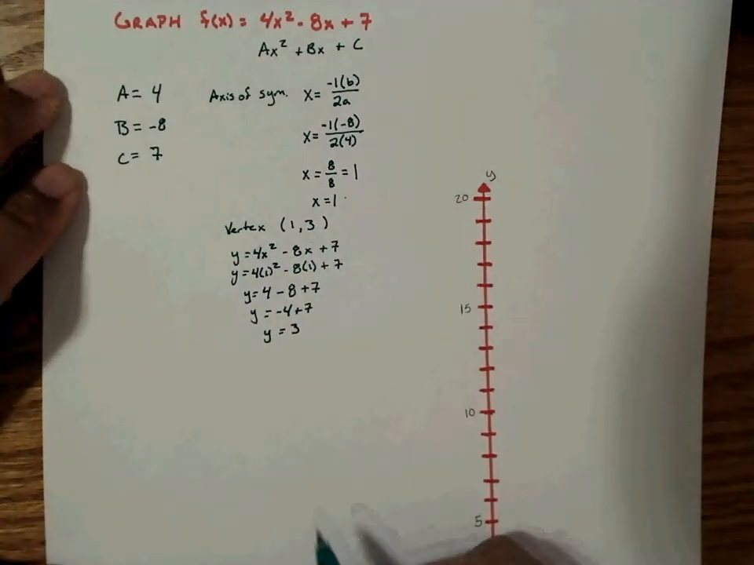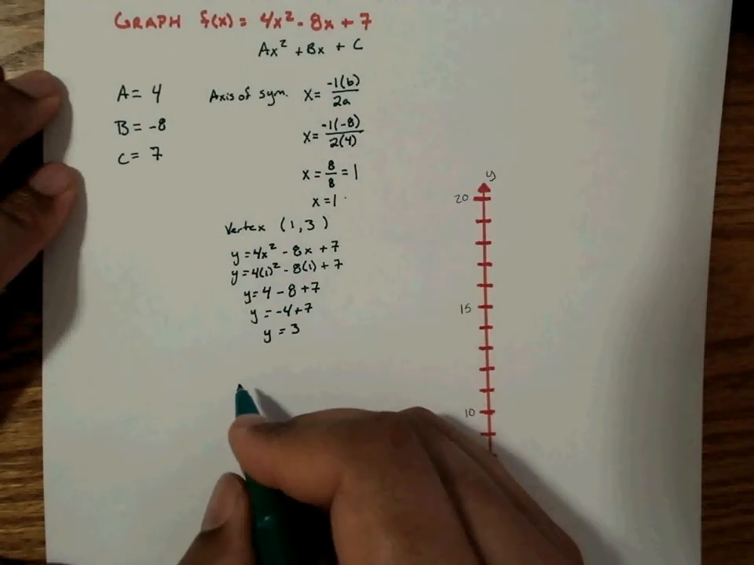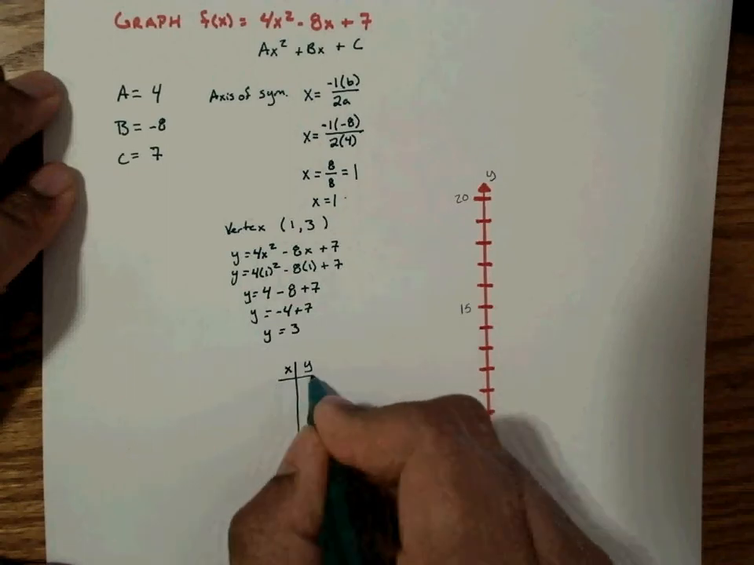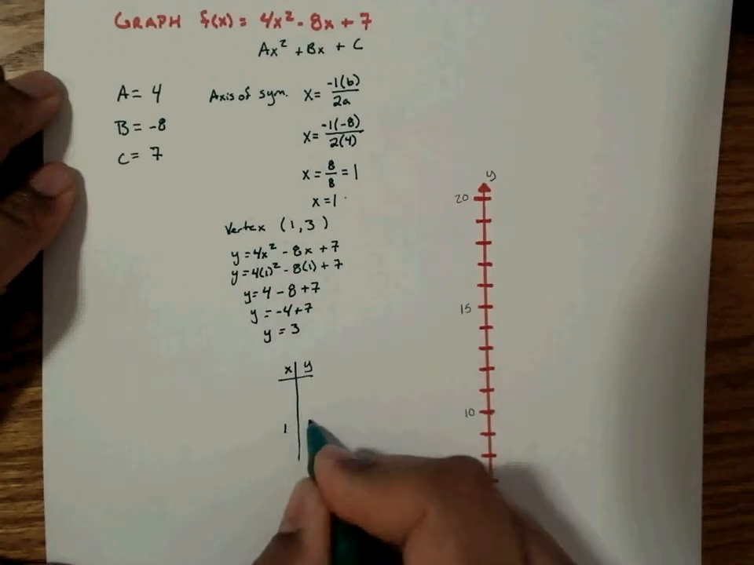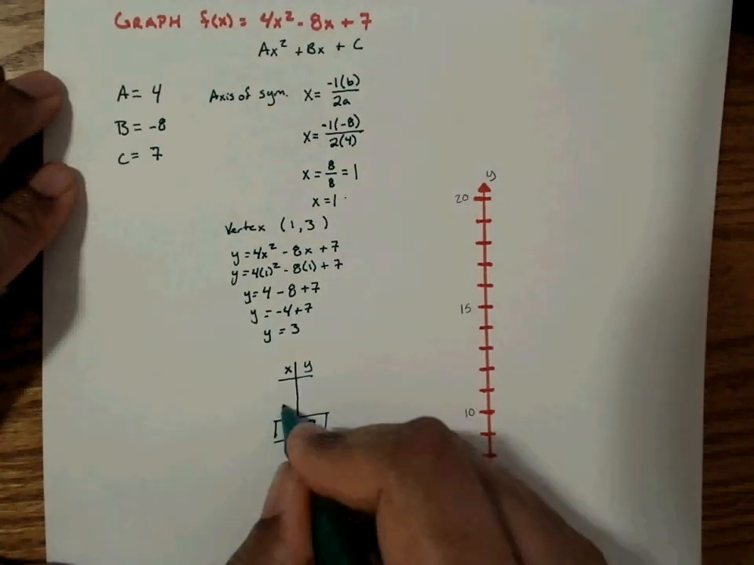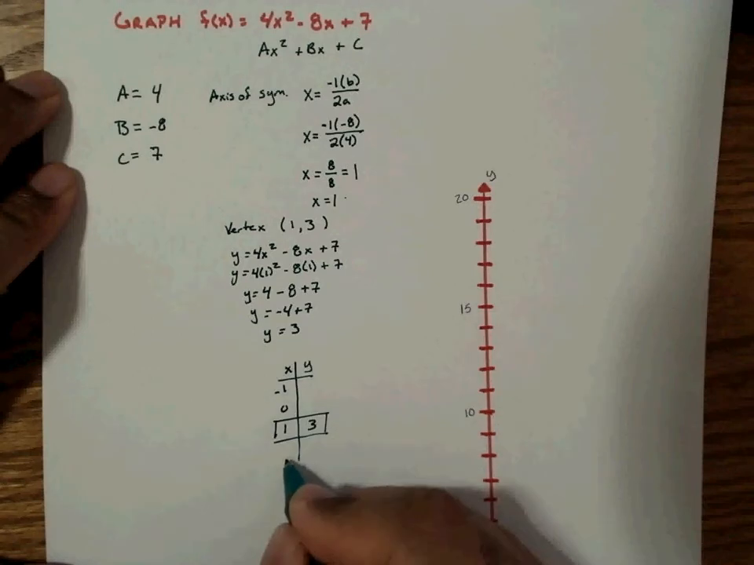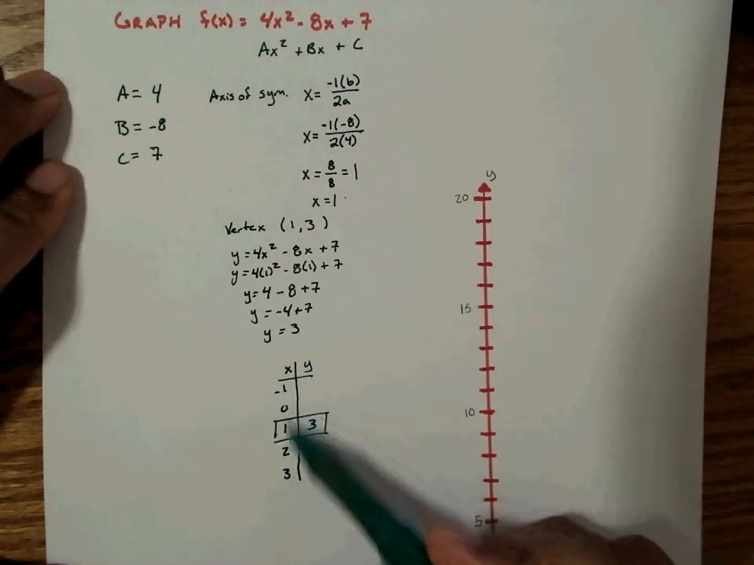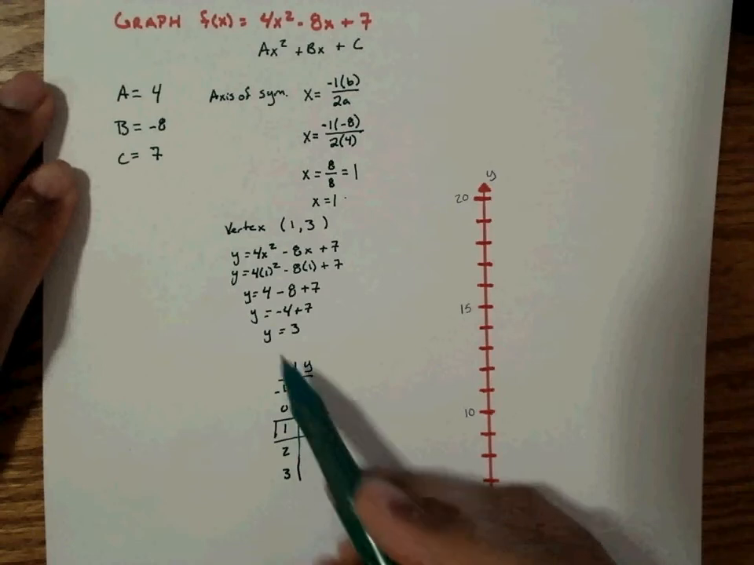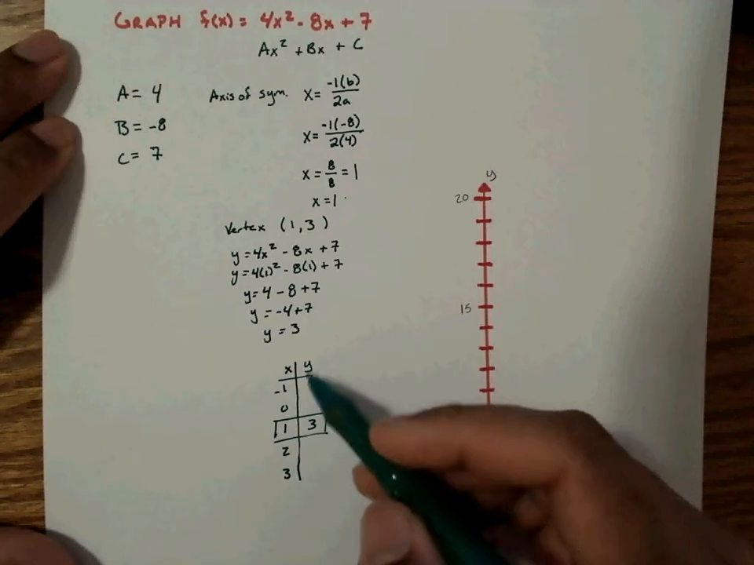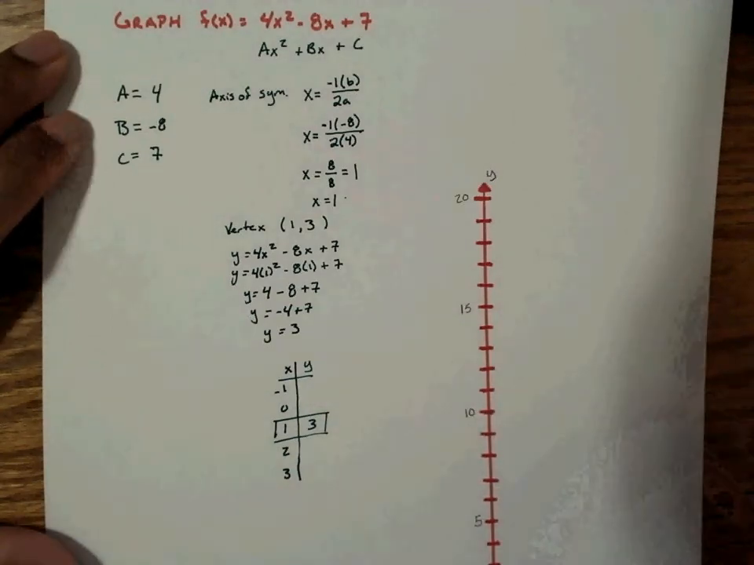So our vertex, whenever we're making our XY table, we always want to put our vertex in the middle. So we have 1 and 3. And, you know, oftentimes I like to put the little box in the middle for that one. And then we have 0, negative 1. And then we have 2 and 3. So I'm going to go ahead and plug these values in. So I'm going to plug in 0 first. And again, I'm just completing my y value so I can graph it.